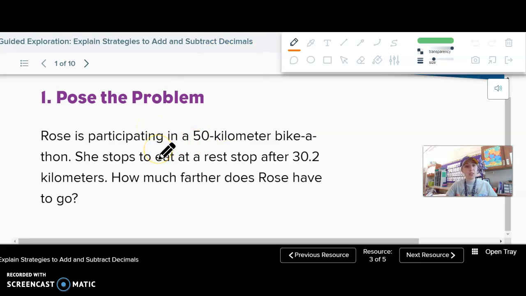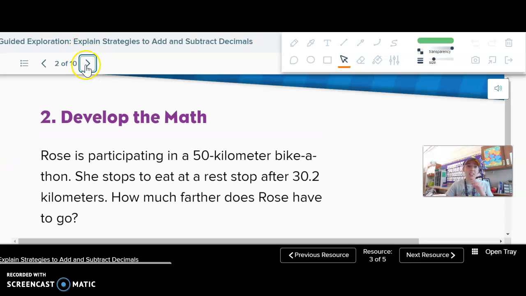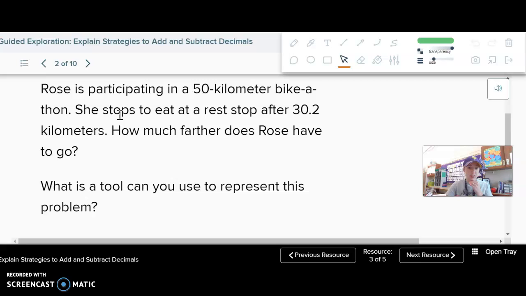So Rose is participating in a 50-kilometer bike-a-thon. She stops to eat at a rest stop after 30 2/10 kilometers. How much farther does Rose have to go? Problem we might see. Something Rose might be wondering is she's really tired at that rest stop. How much farther do I have? So let's think about how we could solve that.